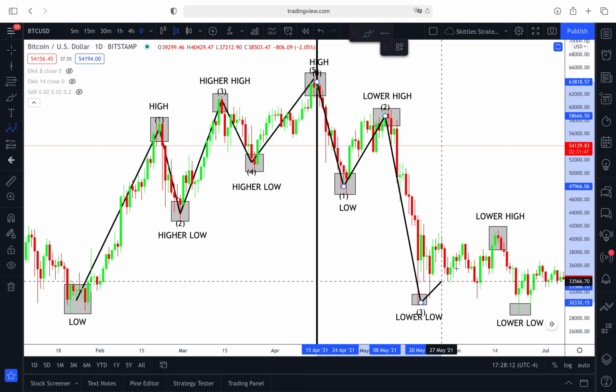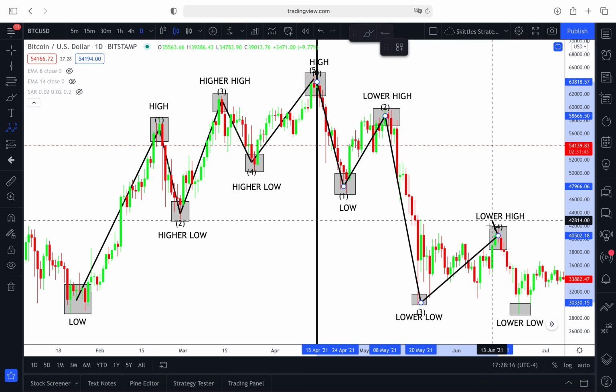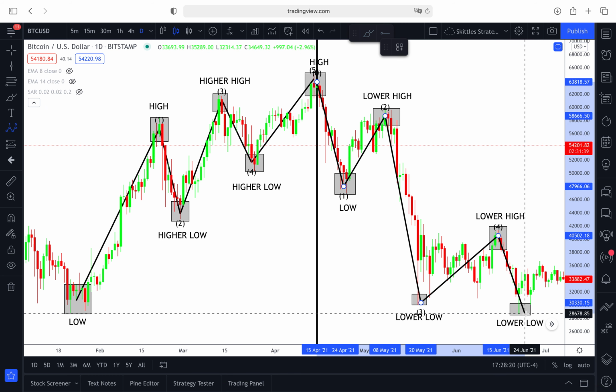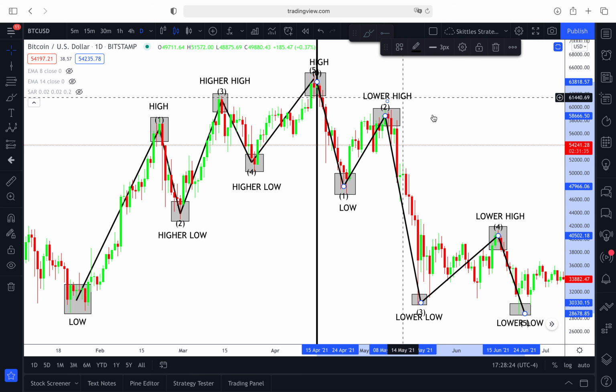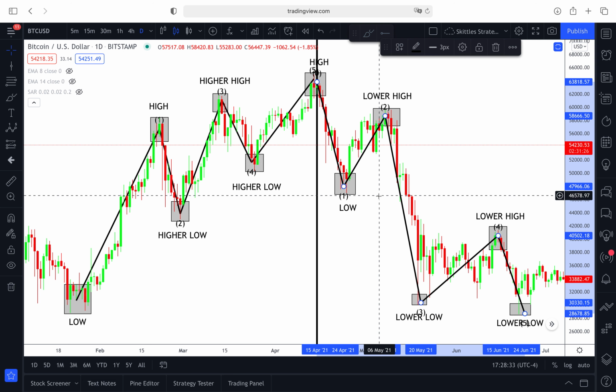Now the market will continue to create another high. This lower high is called a lower high because it is lower than the previous high. And it will create another low. Now this is called a bearish trend, also known as a downtrend, also known as a seller's trend. So it's simple. It's not hard at all.